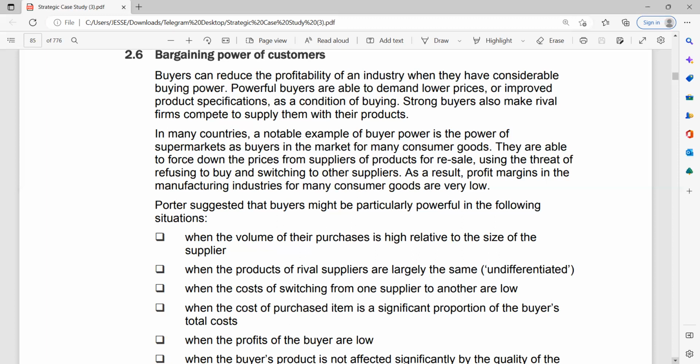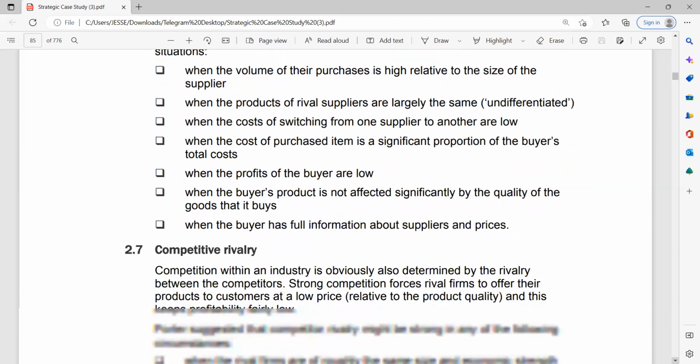Why? Because they can move from one product or one supplier to the other. When the cost of switching from one supplier to another is low, right? If the cost of switching is low or easy, buyers have power as well. When the cost of the purchased item is a significant proportion of the buyer's total cost. Now, this is self-explanatory. If the item that they buy is a high proportion of the buyer's total cost, then they have power.